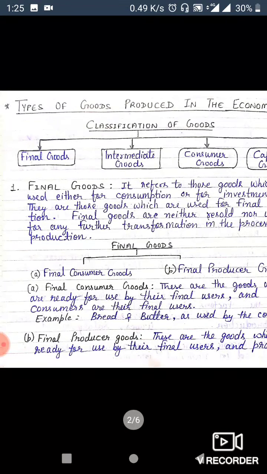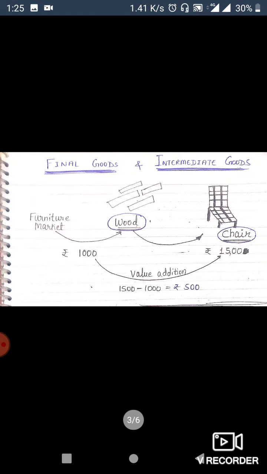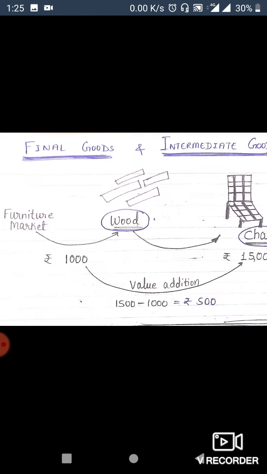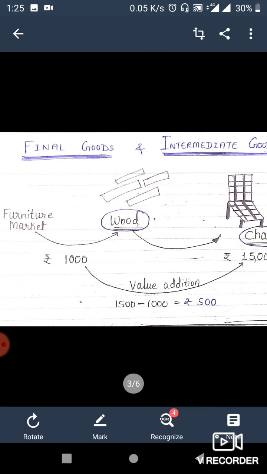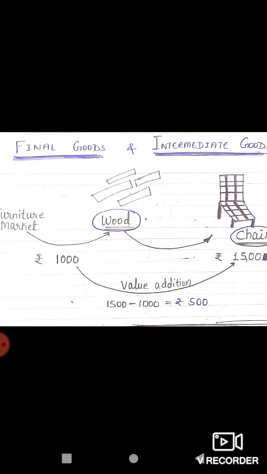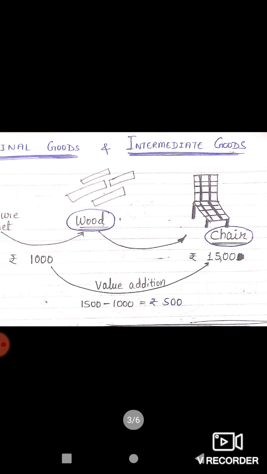Now which are final goods and which are intermediate goods? This we can understand with the help of one example. For example, there is a furniture market from where we have purchased wood for rupees 1000. Now from that wood we have made a chair. So in this chair we have used wood, which cost is rupees 1000.